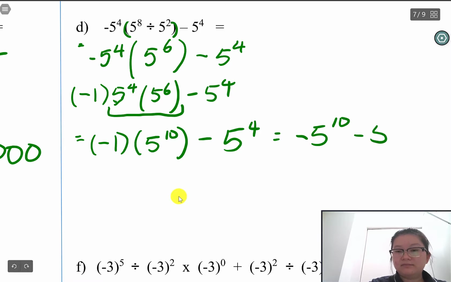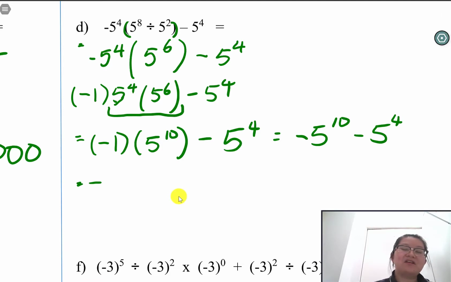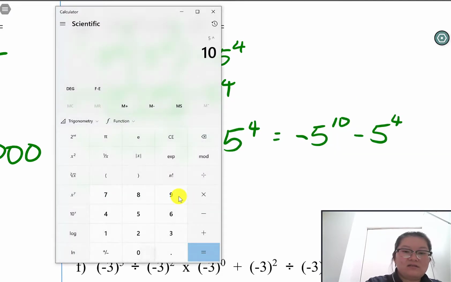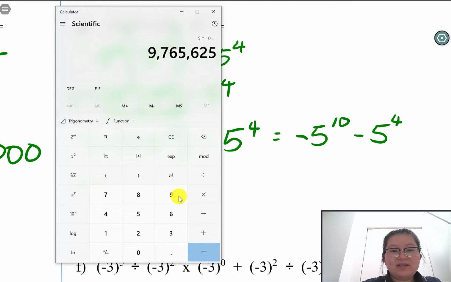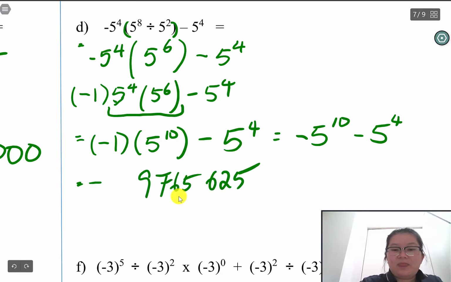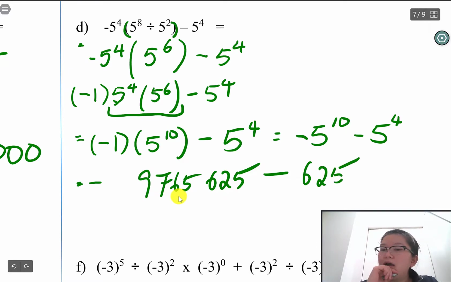And now we can just put all this in our calculator. We know that our answer is going to be negative because the negative is in front of the power. So 5 to the power of 10. That's 9,765,625. Okay. And minus 5 to the power of 4, I believe, is 625. Oh, yeah, that's right.